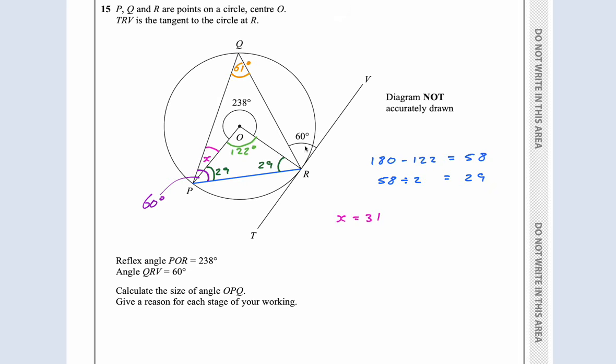So you have to say this angle QPR is equal to 60 because of the alternate segment theorem. This angle equals 29, or this angle equals 122 because of angles at a point. This angle equals 29 because it's an isosceles triangle and angles add up to 180. And then finally, x equals 31 because 60 minus 29 equals 31.